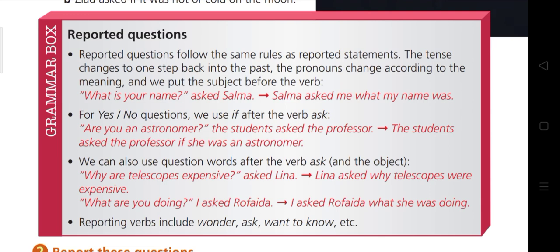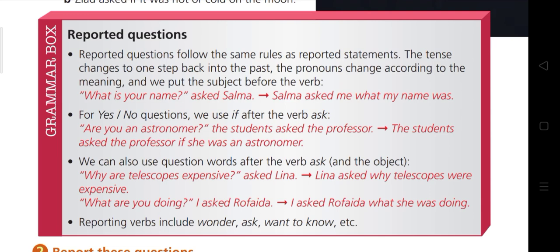When we're talking about interrogative questions, for yes-no questions, we use if after the verb ask. Are you an astronomer? The students asked the professor if she was an astronomer. So simply, the difference between WH questions and interrogative questions is that in the WH questions we use the question word itself. If the question was with what, we use what; when, we use when, and so on. But when we report a yes-no question, we link the two sentences with if. So again, the students asked the professor if she was an astronomer. And again, pay attention to the order of the sentence: subject, then verb.